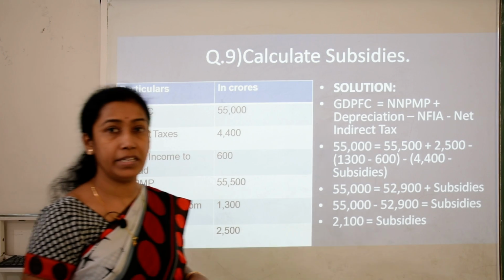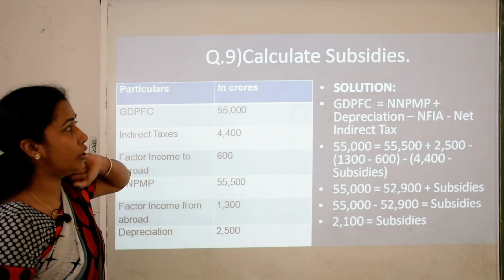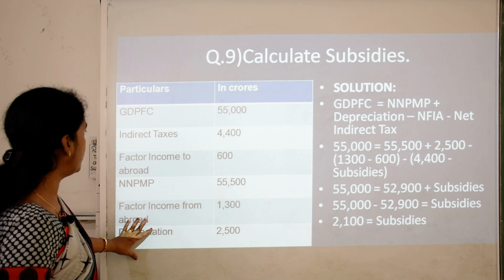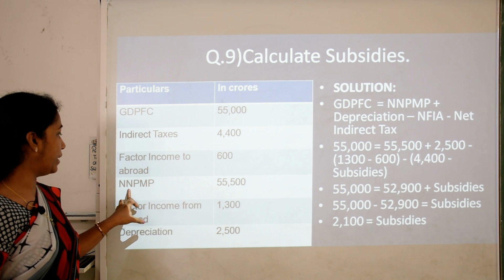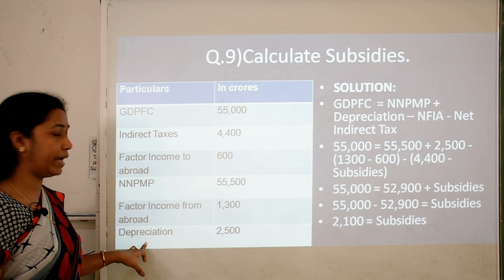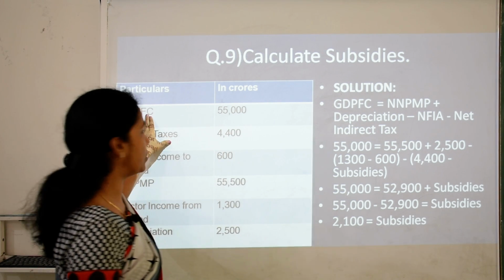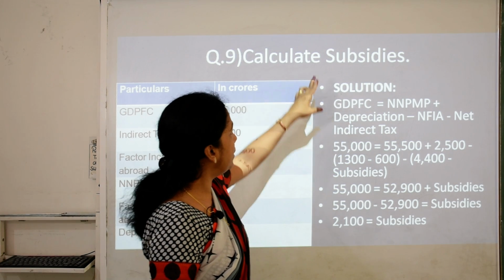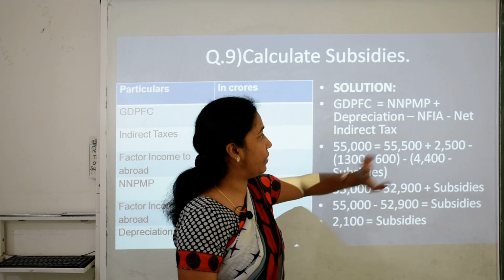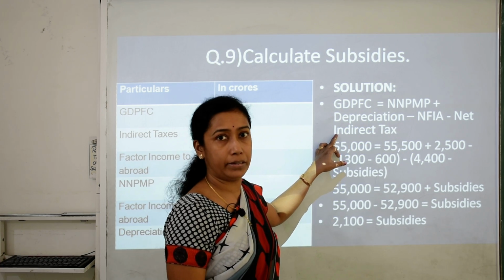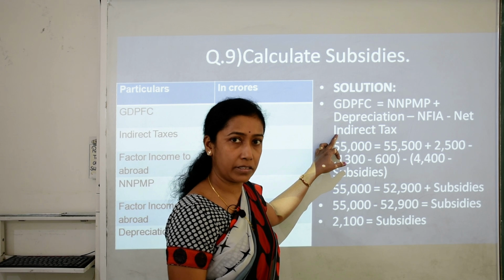Calculate subsidies. Just like I said, you will be told to calculate subsidies, depreciation, and other such things. Now here when you are told to calculate subsidies, these are things which are given, that is GDP at factor cost, indirect tax, factor income to abroad, net national product at market price, factor income from abroad, and depreciation. So when you use this particular formula, GDP at factor cost, which is already given, okay, you can see that here subsidies comes, like net national product at market price plus depreciation minus net factor income from abroad and minus net indirect tax. In net indirect tax, when you deduct indirect tax minus subsidies, you will get net indirect tax. This is the formula. Okay.